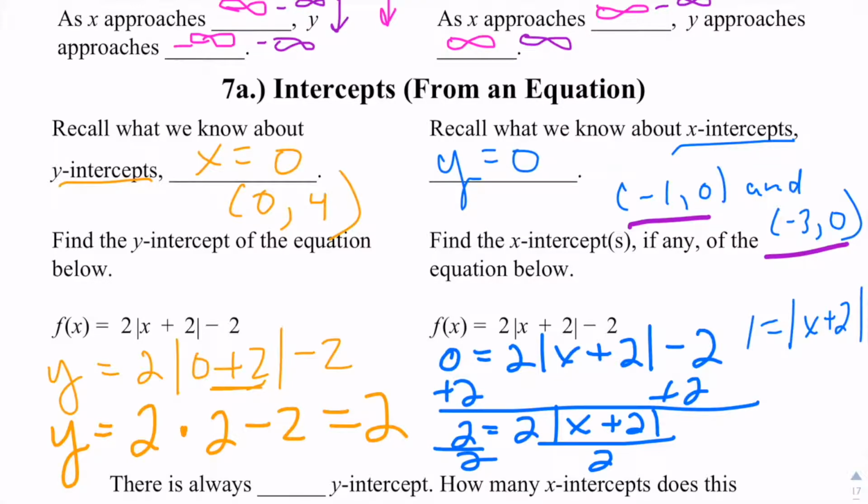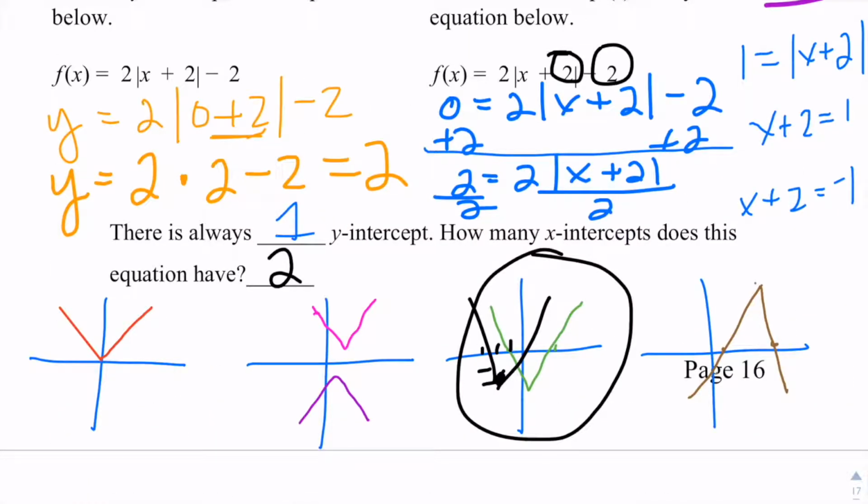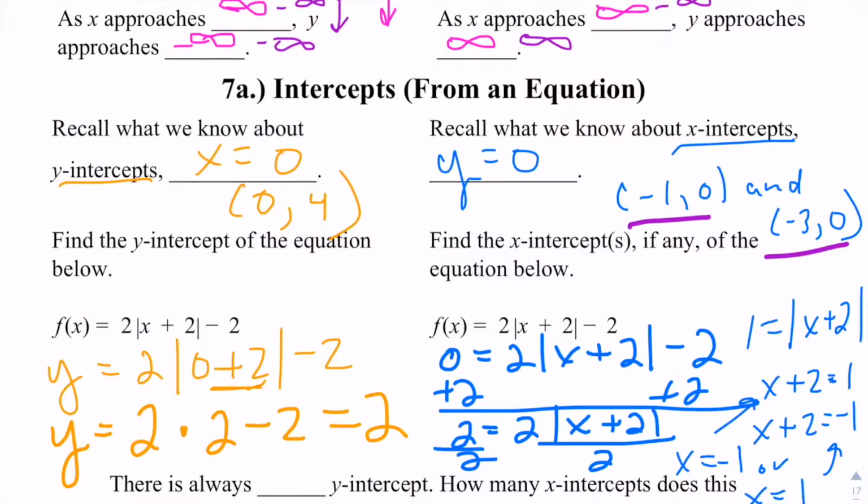And now we use case 1, where we set this equal to 1, and case 2, where we set this equal to negative 1, just like we did before. With case 1, we have to subtract 2 from both sides, and we get x equals negative 1. And in case 2, we subtract 2 from both sides, and we get x equals negative 3.